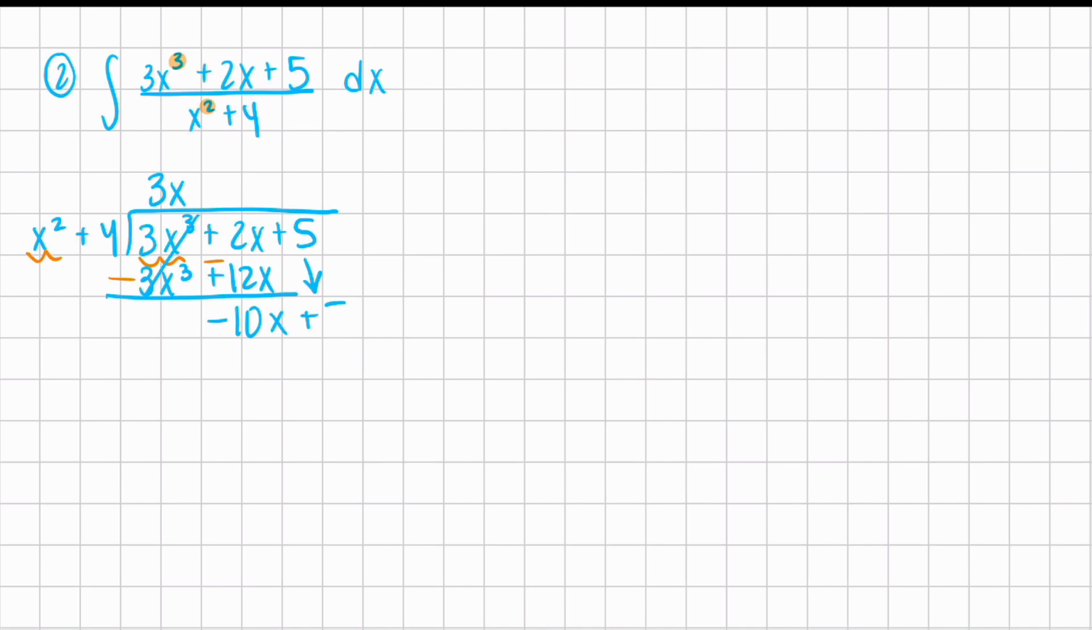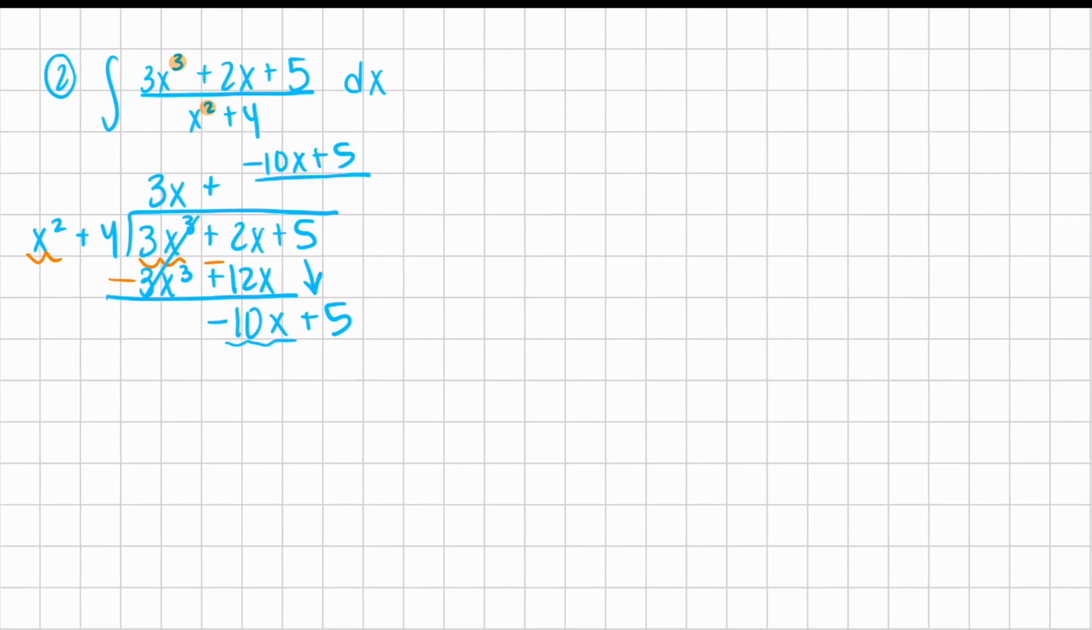Bring down the next term. Now notice x squared times what gives us 10x. We're going to start having x's in denominators in order to make that work. So that's how we know that we are done with our long division. Negative 10x plus 5 is our remainder. So I'm going to say plus negative 10x plus 5 over x squared plus 4.